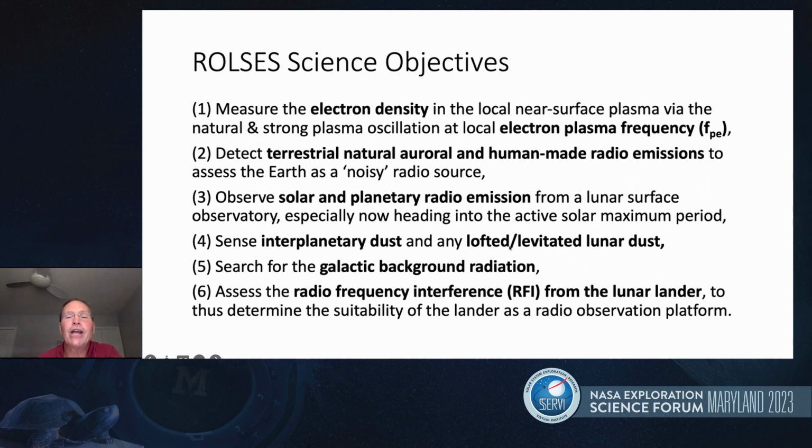We might have a chance to detect levitated or lofted dust, particularly since we're up at higher latitudes. We're going to search for that weak galactic cosmic background radiation, and the wild card in all this is, of course, the radio interference from the lander itself. And we're not sure exactly what that's going to be until the radio antennas are fully deployed. We'll have some idea during testing, but not a full idea until the antennas are deployed. So that's sort of our wild card right now.